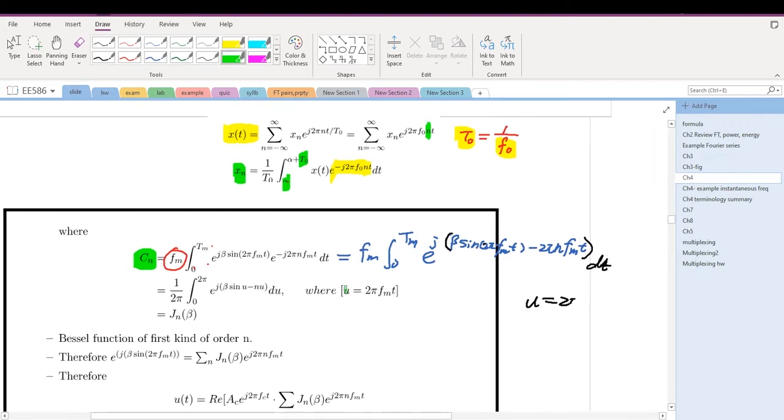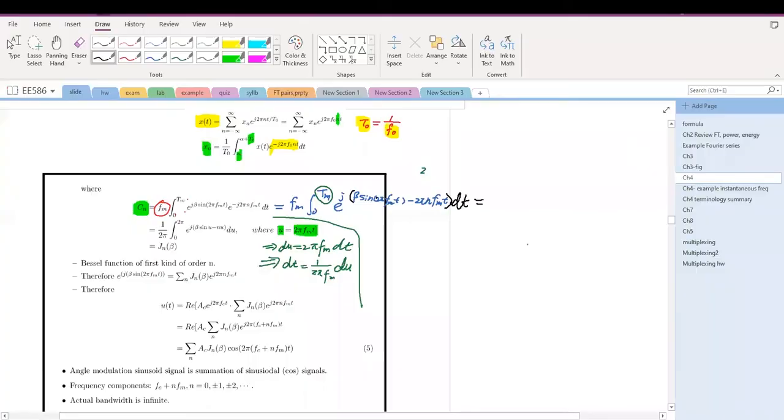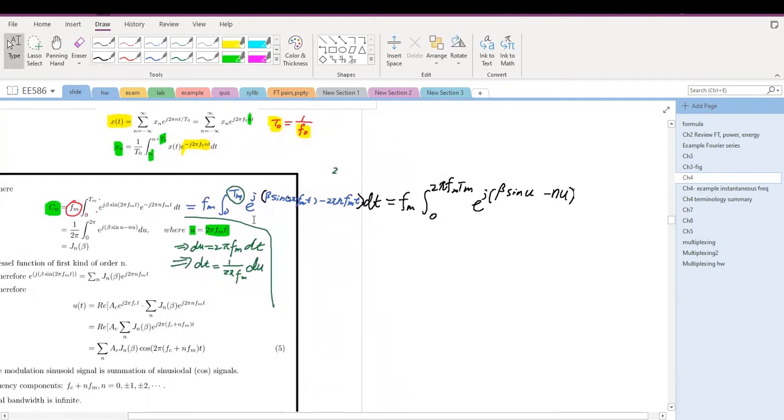I'll do a variable change. I'll set u equals 2 pi fm t. Then we can see that du equals 2 pi fm dt. This integral equals fm, still 0, Tm becomes 2 pi fm Tm, and e to the power j beta sine 2 pi fm t becomes u, and dt equals, you move this portion to the other side, 1 over 2 pi fm du.